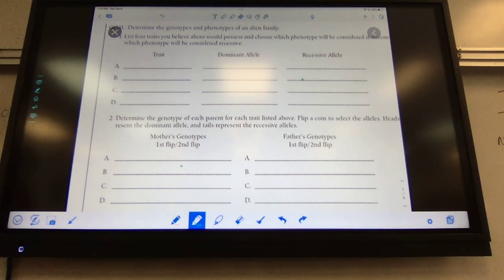So I'm going to say for the first one, the trait is that they have antenna. The second one is if they're green in color. The next one is if they have fangs. And the next one is 3 eyes.